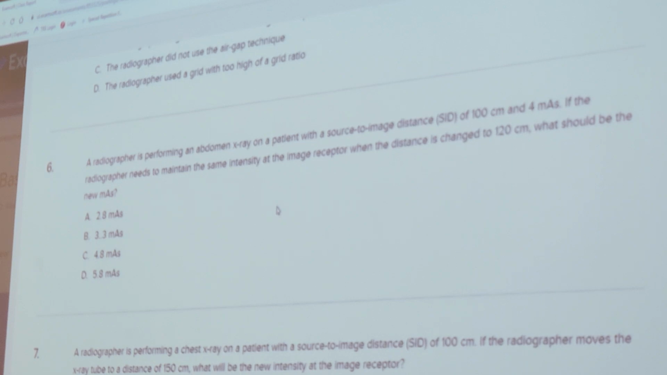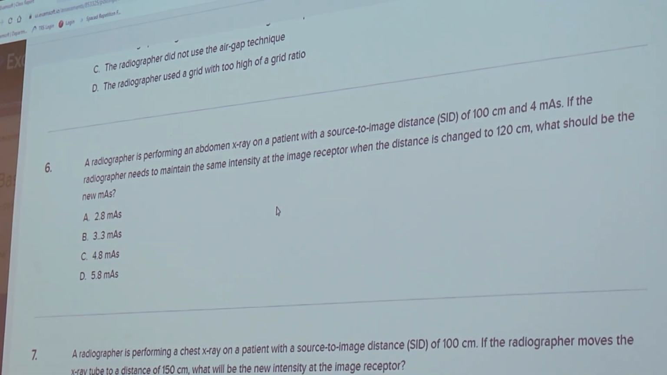An X-ray tech is performing an abdomen X-ray on a patient with a source to image distance, SID, of 100 centimeters and a mAs of 4. The radiographer needs to maintain the same intensity at the image receptor when the distance is changed to 120 centimeters. What should be the new mAs? Like I always say, guys, always work with what you're given and then see what the question is asking. It's already given us two SIDs, two distances. Your first SID is 100 centimeters, and the second one is 120.